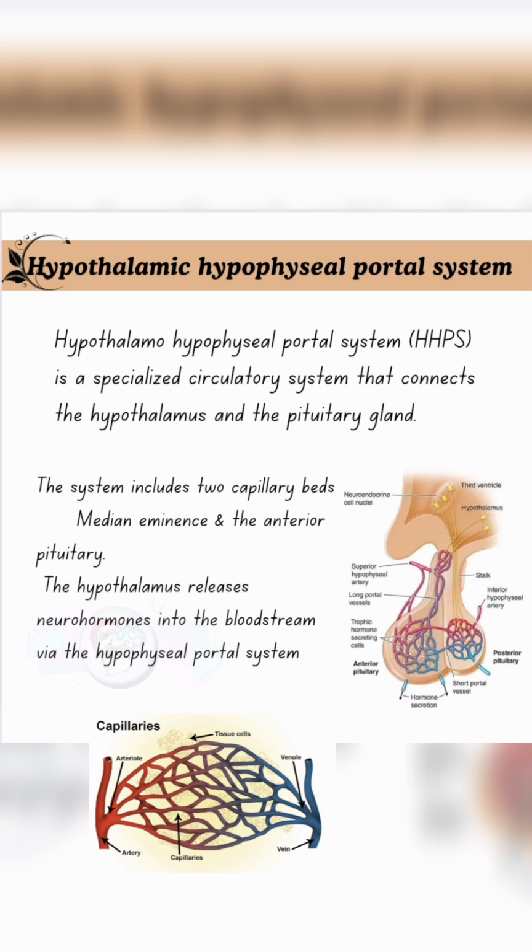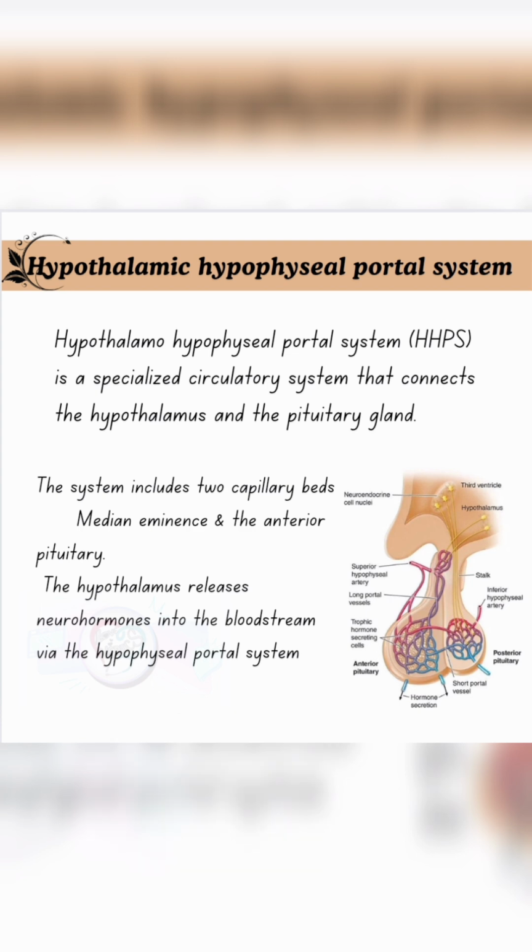Okay, now the pattern of the portal system. First artery, arteriole, capillary, again a portal vessel and then again capillary, then venule and vein. This is the pattern of the portal system. So two capillaries are there. So it gives the blood supply to two parts. So what are the two parts? Hypothalamus and pituitary. That is the hypothalamo-hypophyseal portal system.